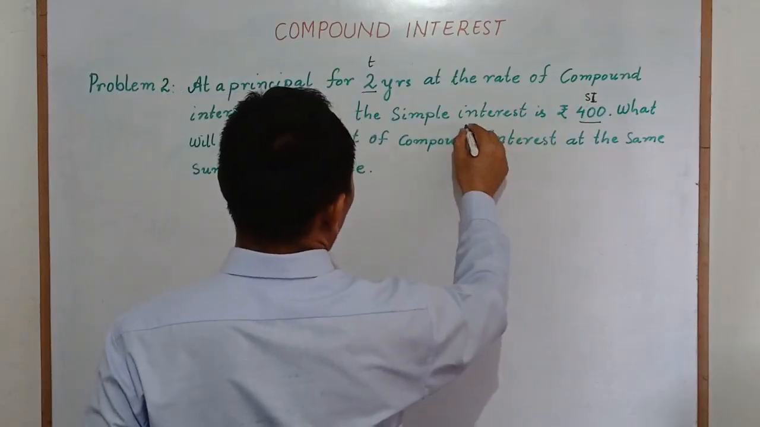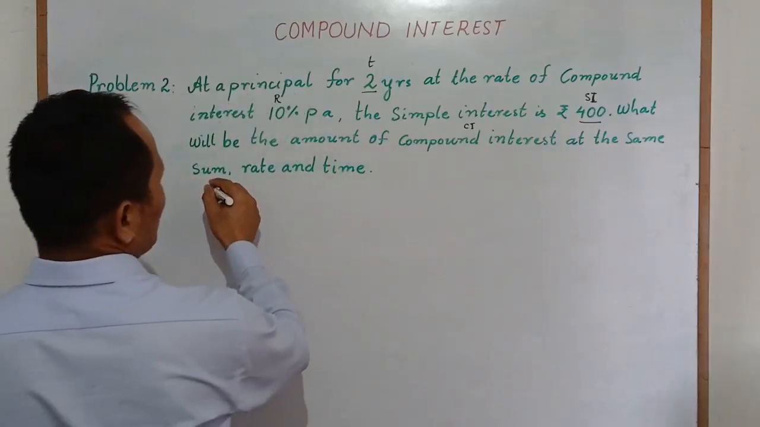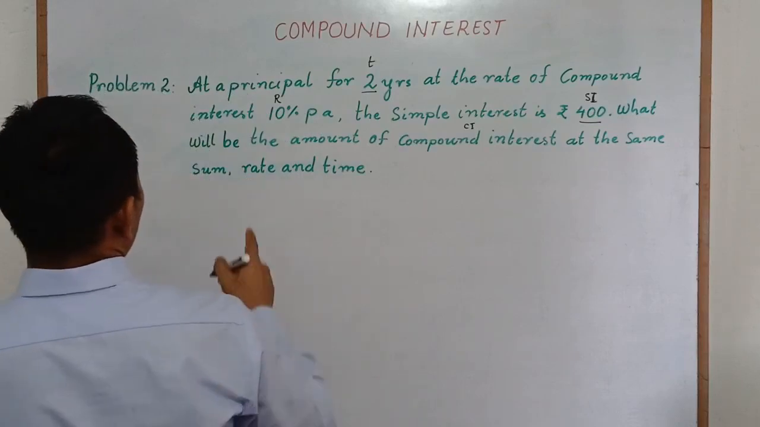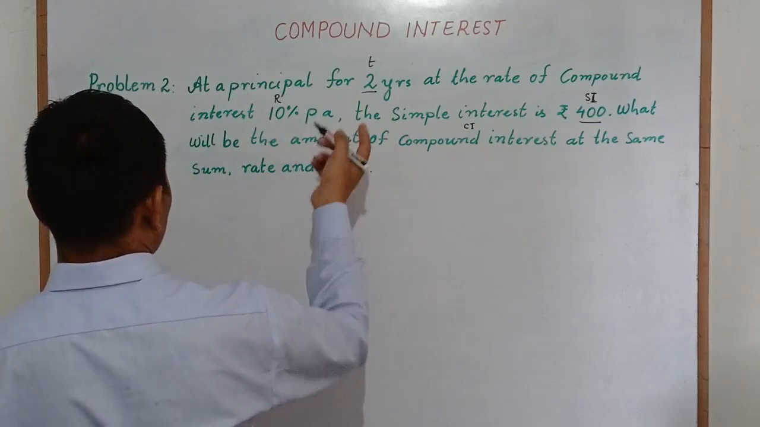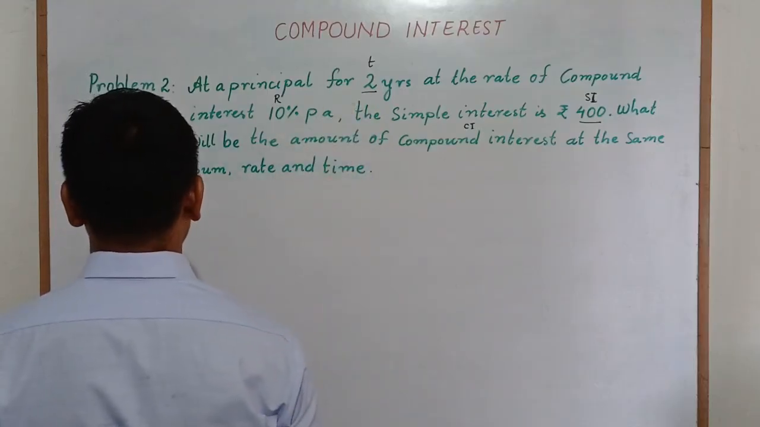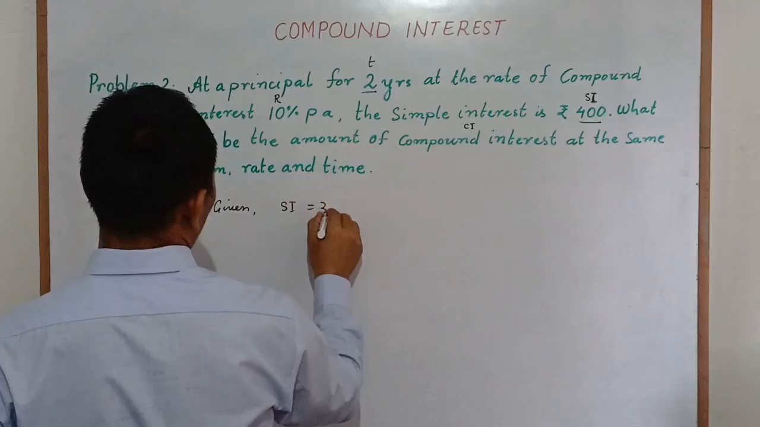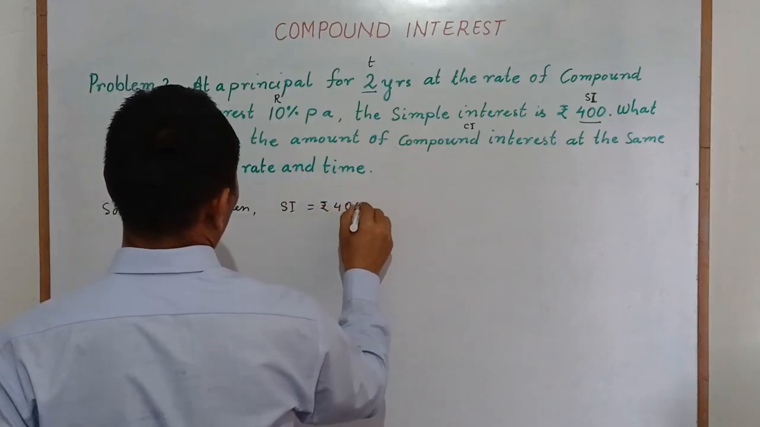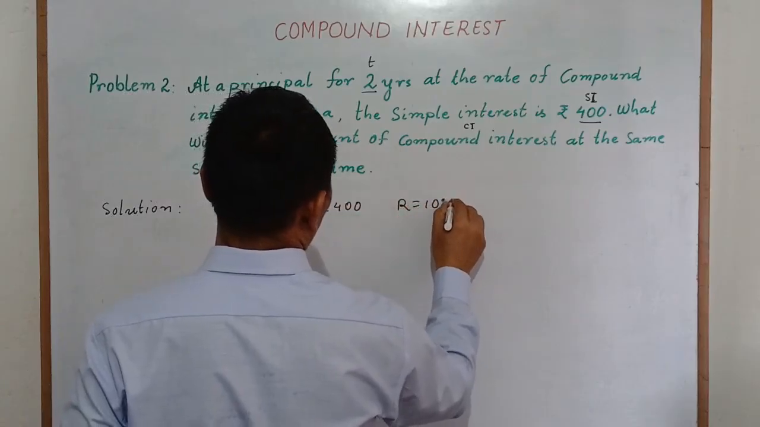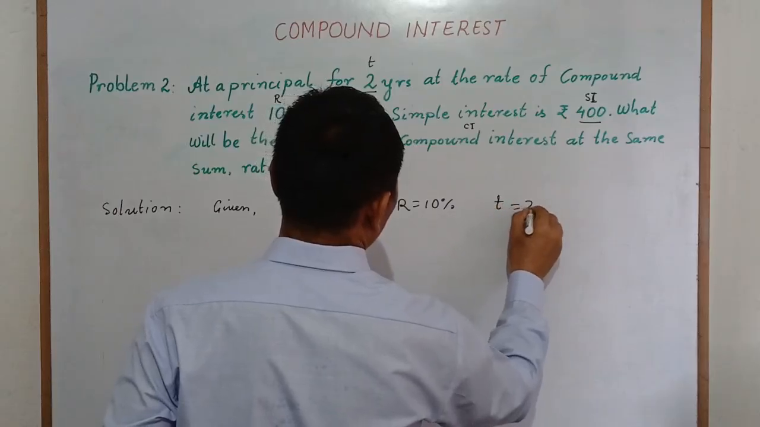Compound interest at the same rate, at the same sum and time. So the sum is the same, the rate is the same, and the time period is 2 years. Here the simple interest SI is equal to rupees 400. Rate equal to 10% per annum. Time equal to 2 years.